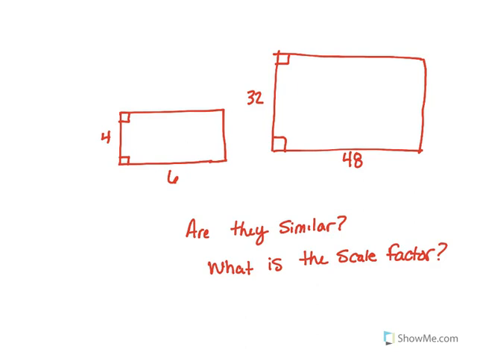Okay, so first of all, we kind of have to find the scale factor to be able to say if they're similar. Remember, this is not one where they tell you which one's the new and which one's the original. If they don't tell you, you always read left to right. So this would be the original, and this would be the new one. So we're going to do scale factor equals new over original.